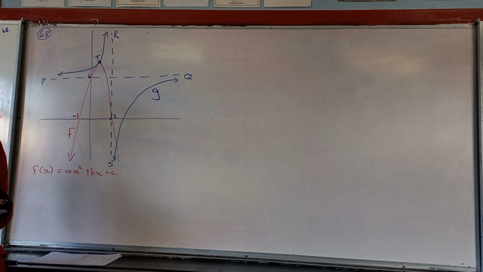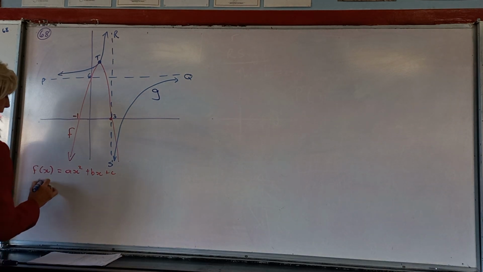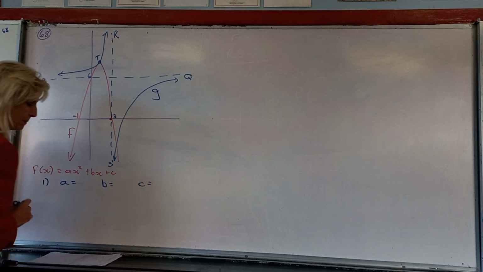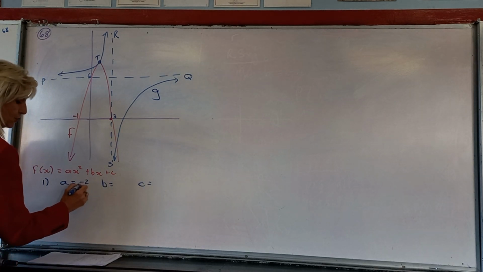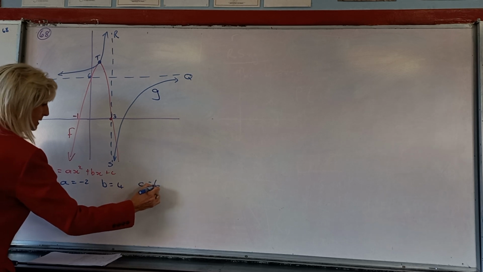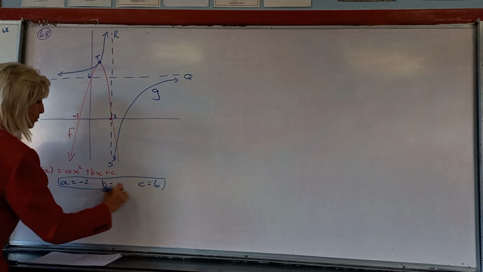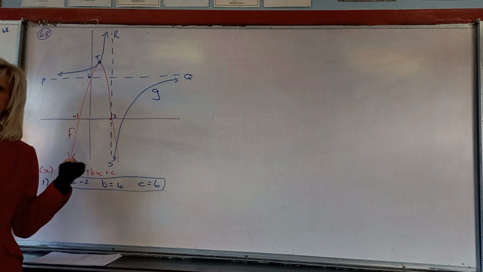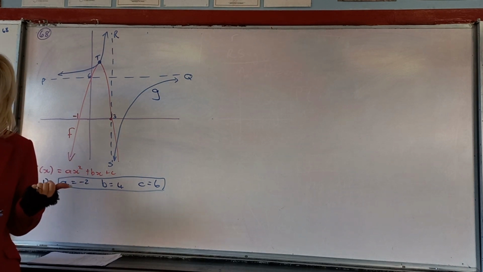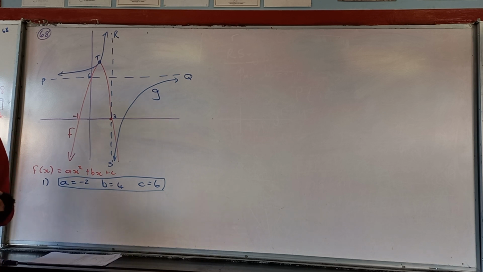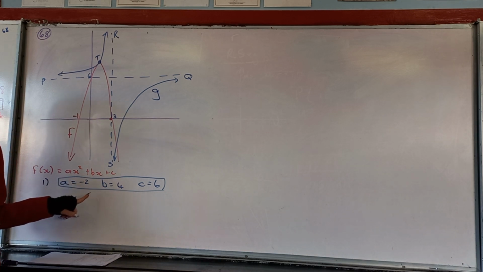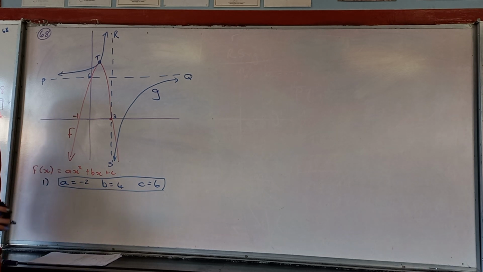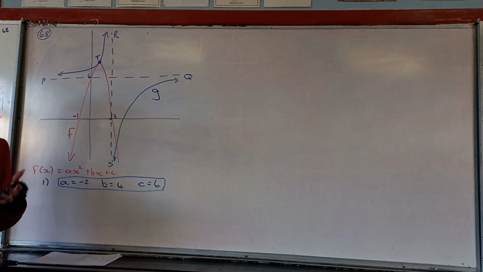But the first question was, prove that A, B, and C are -2, 4, and 6. That's the question. Go prove it. So what do you do? You don't substitute it in and say yes it is. No marks. This would be a 4 or 5 mark question. If they're asking me to go prove that A is, B is, and C is, what are they actually asking me? Find the equation. Excellent.